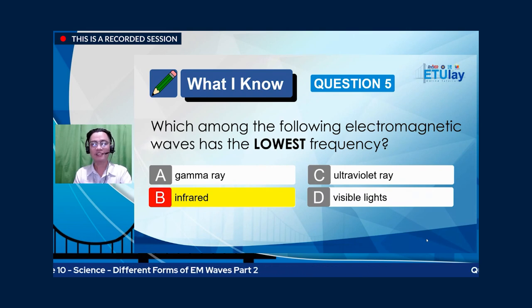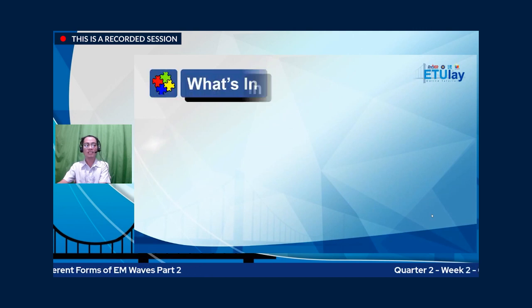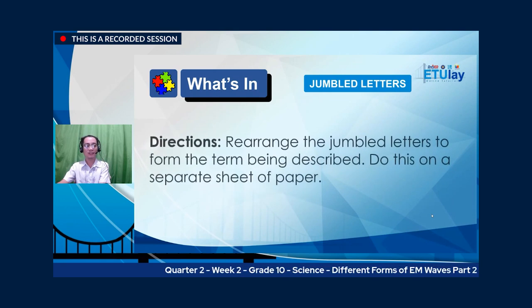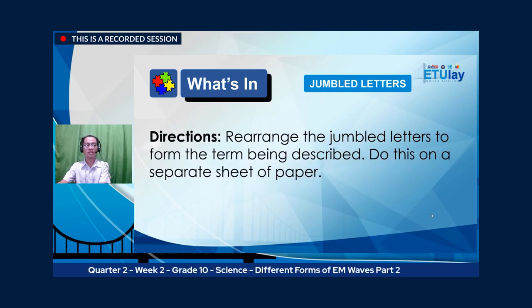Congratulations, Science 10 learners! Now, let us proceed to the next part of our SLM. This is What's In, jumbled letters. Narito ang mga directions. Rearrange the jumbled letters to form the term being described. Do this on a separate sheet of paper.